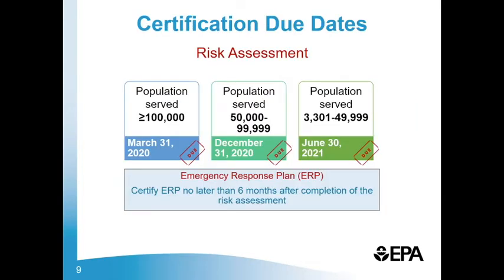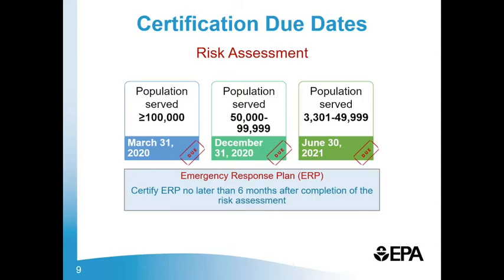So community water systems serving the population sizes that you see stated here on the screen have the set deadline. We're on the small systems webinar, so I'm going to focus on those systems serving population sizes 3,301 to 49,999. So your deadline for conducting your risk assessment and certifying to the EPA that you have completed that risk and resilience assessment is June 30th, 2021. If you decide that you want to certify to us prior to that date, then your deadline for certifying your emergency response plan is no later than 6 months after the actual date that you certify your risk assessment.